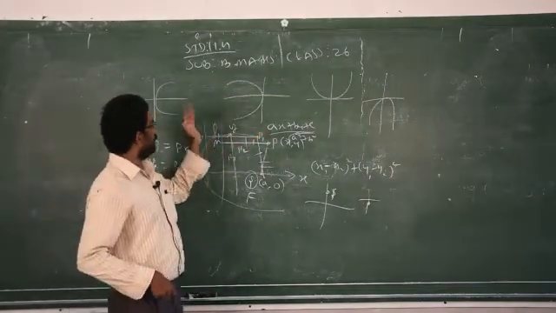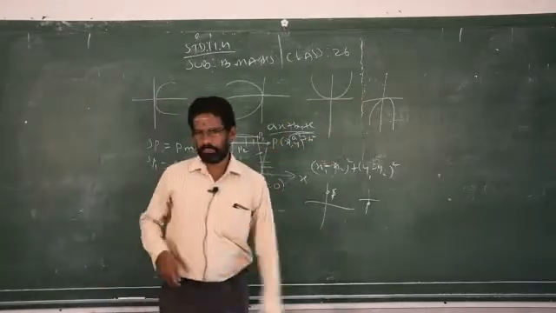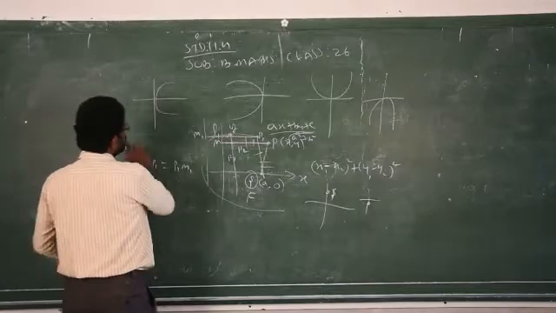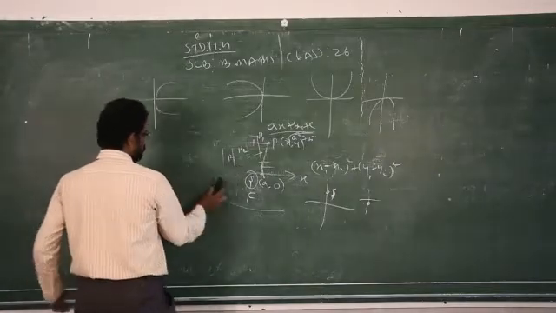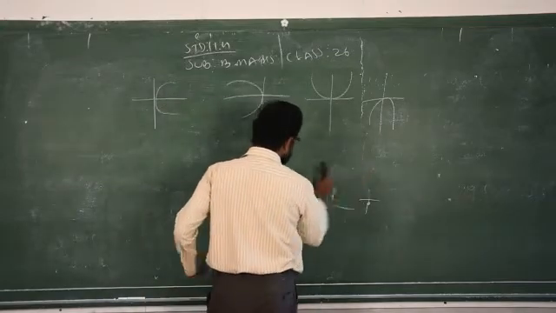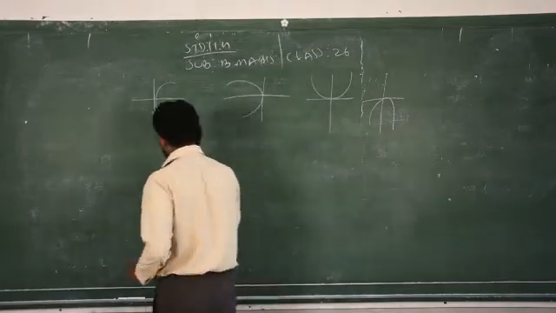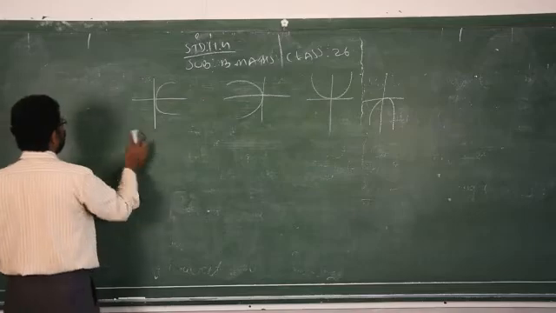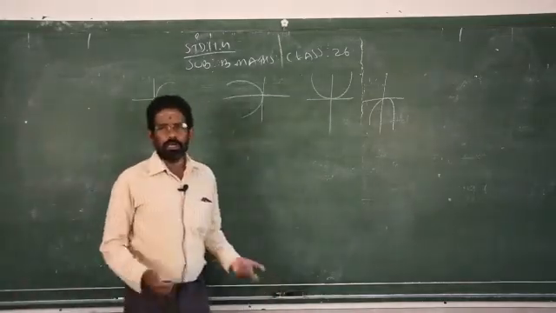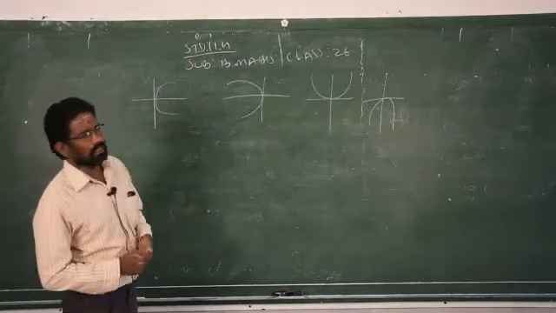We have a general formula for all these four types. General form of parabola, like the circle. The general equation of a circle is x square plus y square plus 2gx plus 2fy plus c is equal to 0. Likewise, we have a general formula for all these four types of parabolas. Clear? So how do you find it out, sir? It will be very easy.